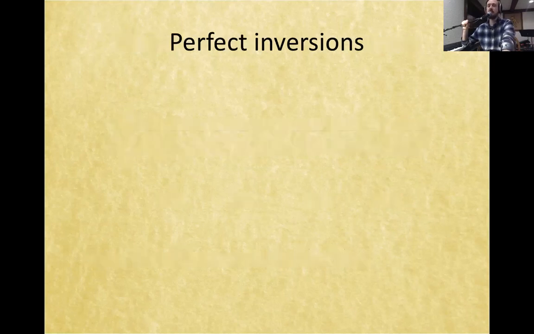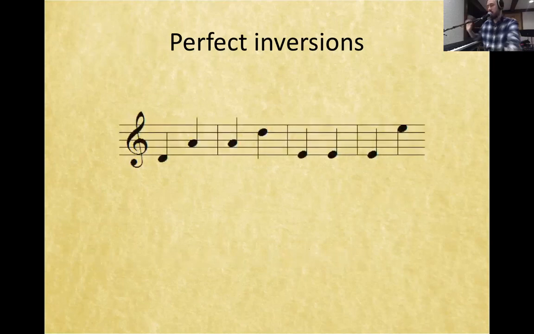Do we think this is going to be the same? Do we think some of it's going to be the same? Let's find out. So here we go. We got D to A. D to A is a what? It's a perfect fifth. So what happens if we invert that? A to D is a fourth. 5 plus 4 equals 9. But what kind of fourth is it? Oh, it's a perfect fourth.